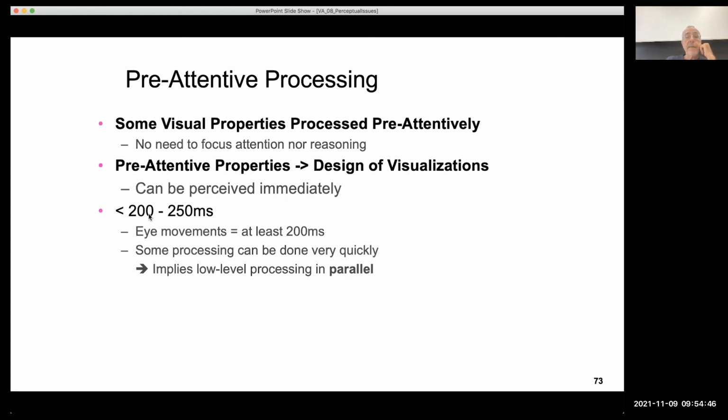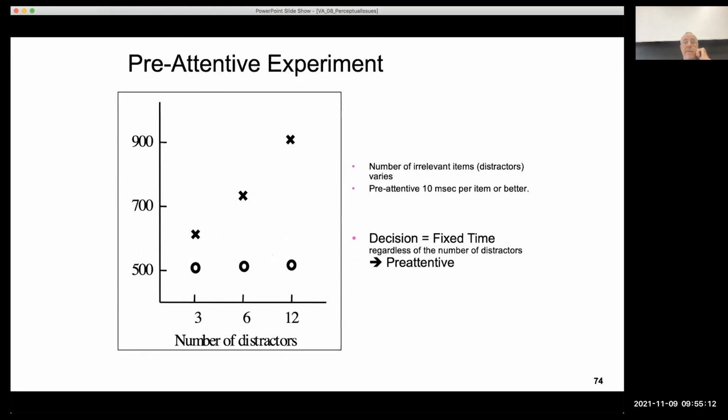And quickly means 1/10 of a second to tenths of seconds. And they are in line with the quick gaze the eye does. And this is low-level processing done in parallel. It improves a lot your visual analysis. And here we have some examples.